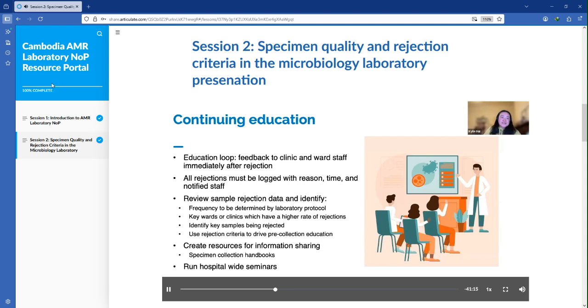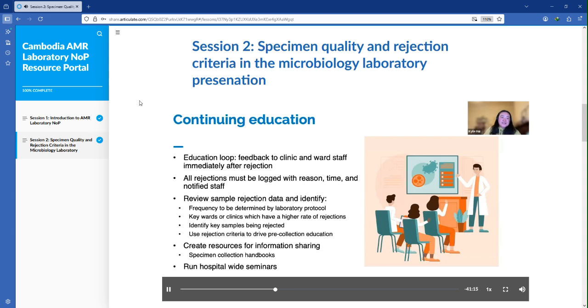So what are the key summaries and takeaways of this session? The first one is that it's a shared responsibility. Specimen quality is a shared responsibility between the lab and the clinical teams. The purpose of rejection criteria is to protect patients from misdiagnosis. Communicate with the clinical team. And I think this is really important. I know that there are some clinicians that have joined this session today, which is great, but we must communicate and understand why sample collection is not meeting the criteria.